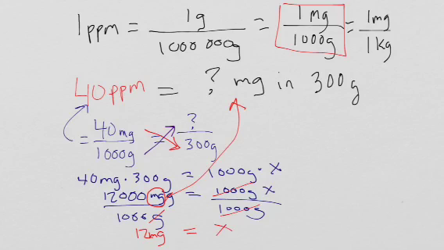That means that when you have 40 milligrams in 1,000 grams, okay, is equivalent to having 12 milligrams in 300 grams. These are equal concentrations. So the final answer here would be 12 milligrams. 40 ppm is equal to 12 milligrams in a solution of 300 grams.